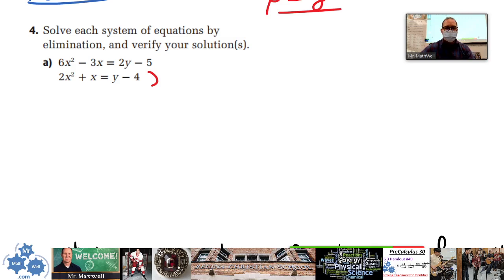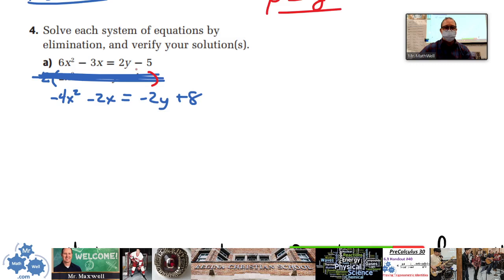So in that case, I think I'm going to multiply this one by -2 because that will make it -4x squared minus 2x equals -2y plus 8, if I multiply everything by -2, right? So it's negative, negative, negative, positive. Okay, so now I'm just going to strike this out, and I want you to see that this y term and this y term will now cancel each other out totally. So I'm going to add those.